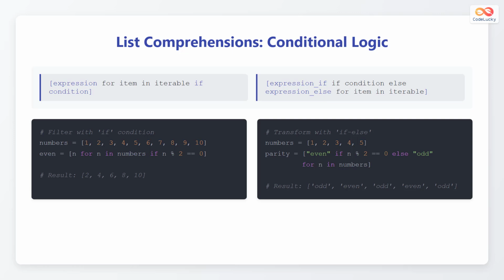The first example filters a list of numbers to include only even numbers. The second example transforms a list of numbers to indicate whether each number is even or odd. This conditional logic adds more power and flexibility to list comprehensions.